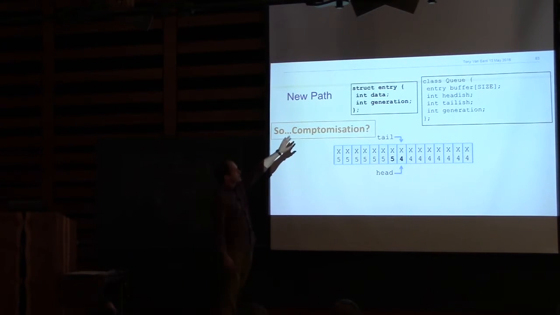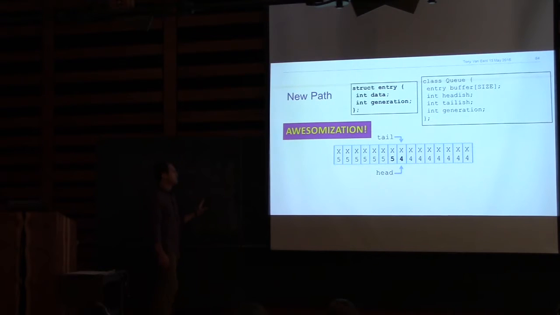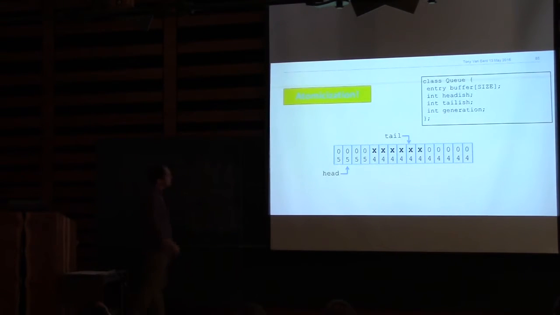So is this kind of compressed? Is this a comptimization now that I've added it? Last year I tried not to put the generation count in the entry, but I'm making this comptimization. And I'm now claiming this solves all my problems and it's an awesomeization. And now it's time for atomicization. So let's make some of this atomic because we're going to be doing atomic operations.